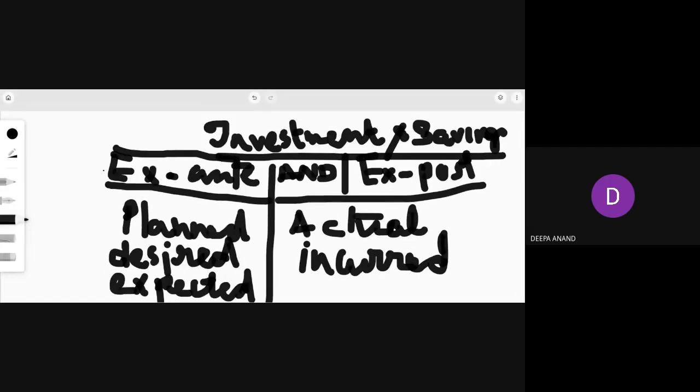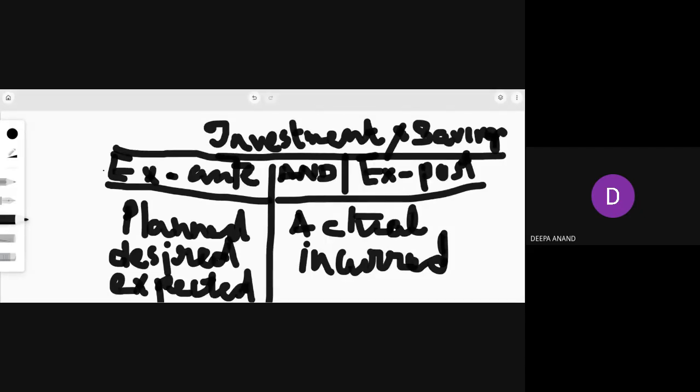Ex ante investment refers to the amount of investment which firms plan to invest. The word plan is important here. The firms plan to invest at different levels of income in the economy. Saving always depends upon income, except autonomous. So at different levels of income, what is the planned investment? That is known as ex ante investment.